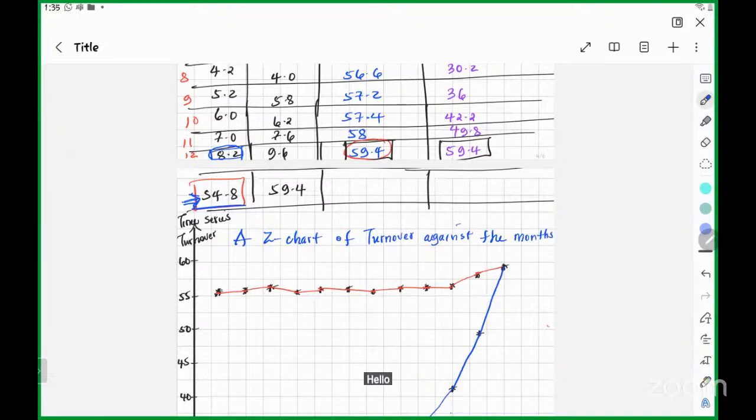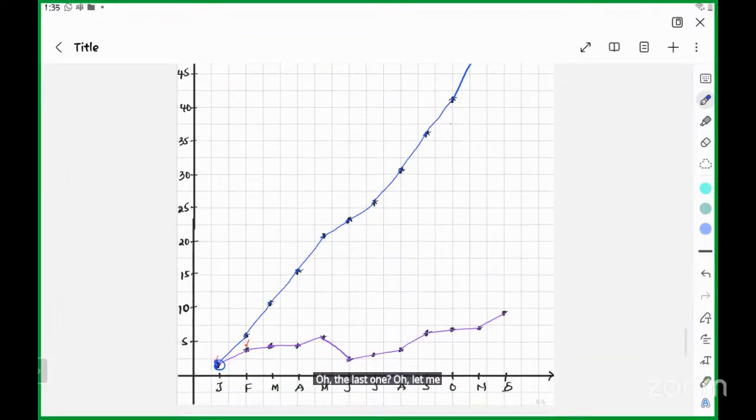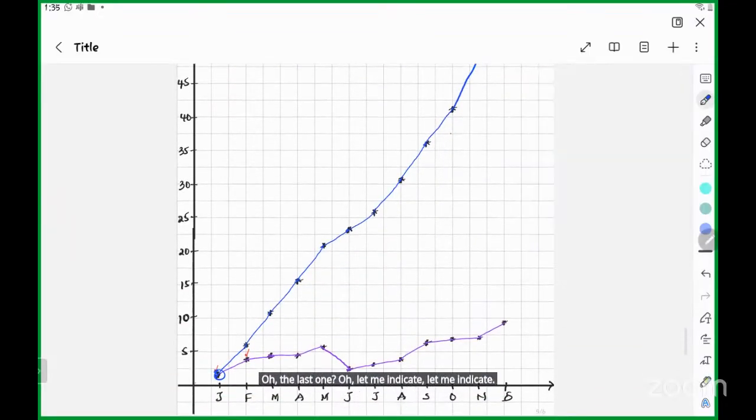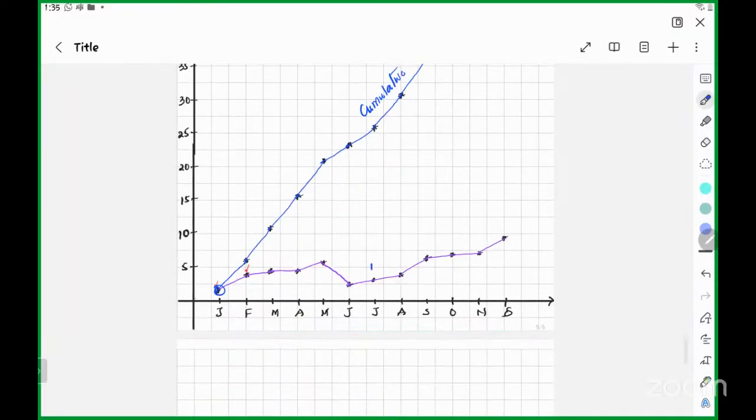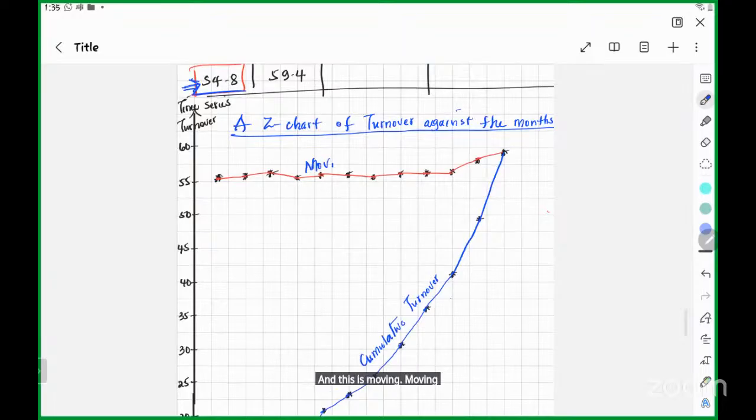Hello. Yes, please. The last one you plotted what? Oh, the last one. Oh, let me indicate. Blue is cumulative. I forgot. You do this in the exam as well. Cumulative totals or cumulative turnover, actually. Cumulative turnover. And this is original turnover. And this is moving totals.